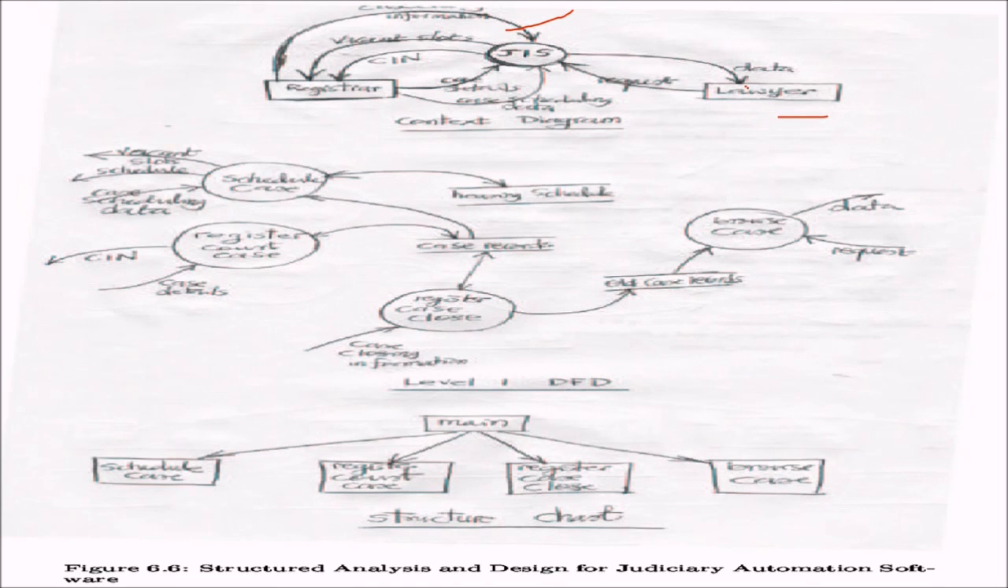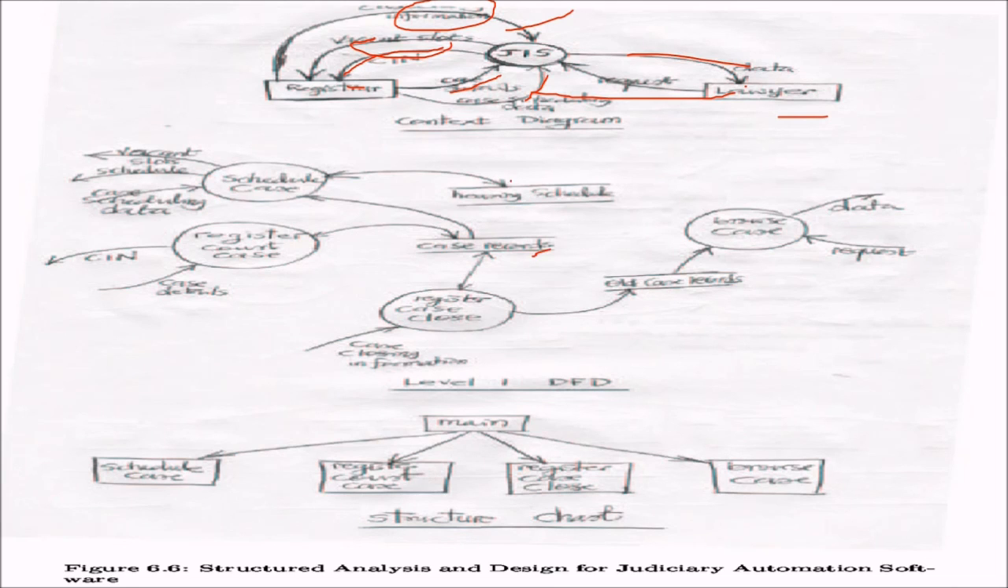The lawyer can request the data and can get the data. And we have the registrar with some CIN number. He can query, he can ask for the data, and he may get these vacant slots and so on in the results. This is the level 1 DFD.